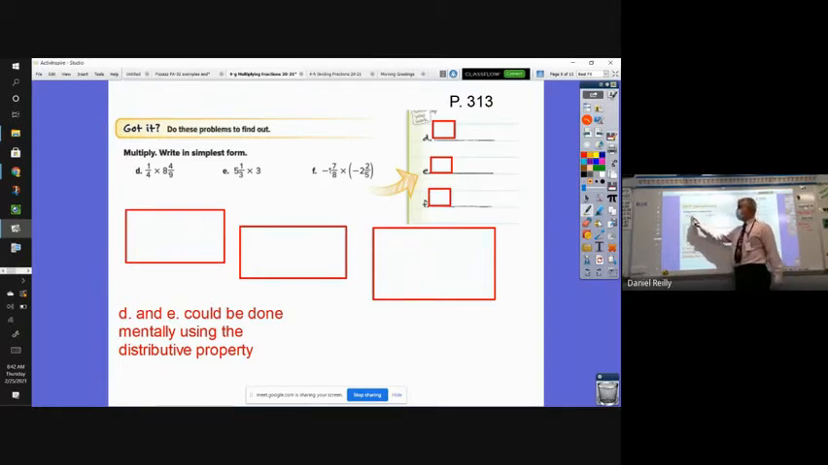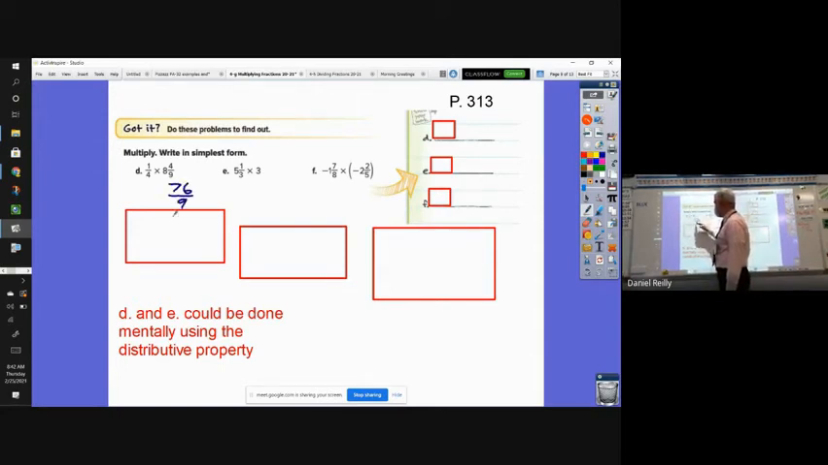How do I do this? I have to convert this to an improper fraction. You can't multiply mixed numbers. You can't multiply mixed numbers. You can't multiply mixed numbers. Why do you think I need to say this so often? Because people try to do it all the time. I've been doing this a long time. You can't multiply mixed numbers. You have to convert them.